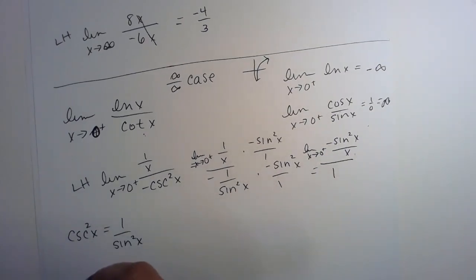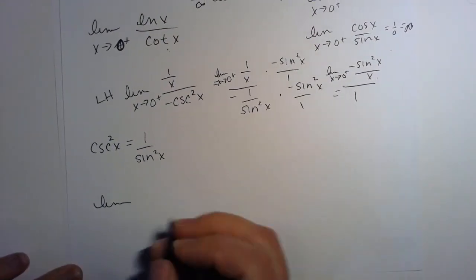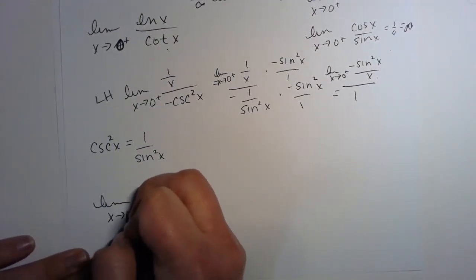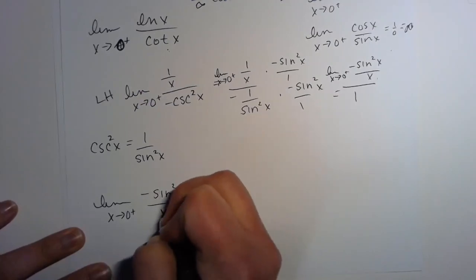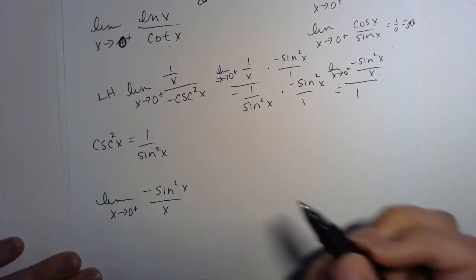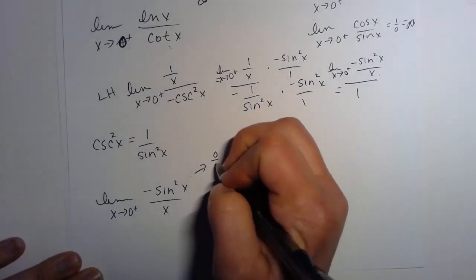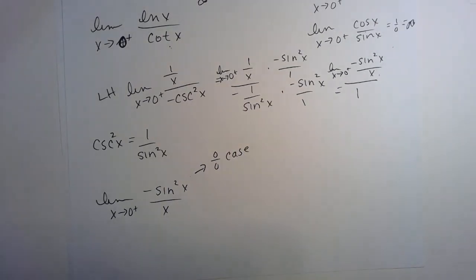So now I'm looking at the limit as x approaches 0 from the right of negative sine squared over x. All right, so if I plug in 0, I still have another 0 over 0 case because the sine of 0 is 0 and x, when I plug in x, it's also 0. So I can actually apply L'Hopital's rule a second and third or however many times I want to do.